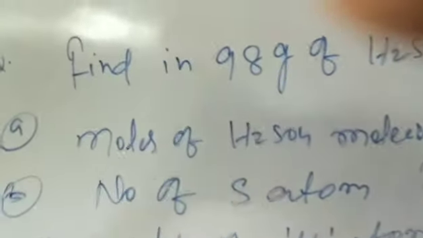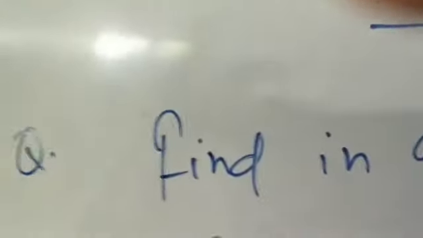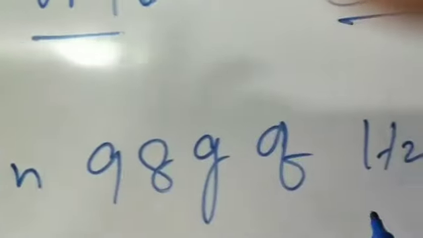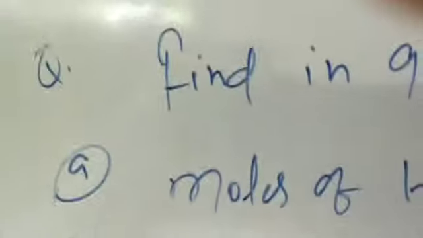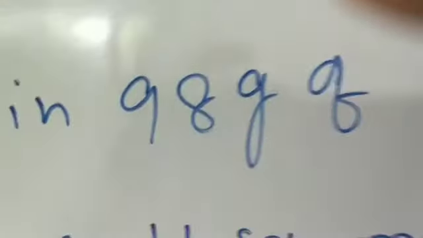Hello student. Now my next question, you focus here seriously. First I am explaining the question. Find, in 98 gram of H2SO4, the following. First, moles of H2SO4 molecule present in 98 gram of H2SO4. Second, number of sulfur atoms present in 98 gram of H2SO4.